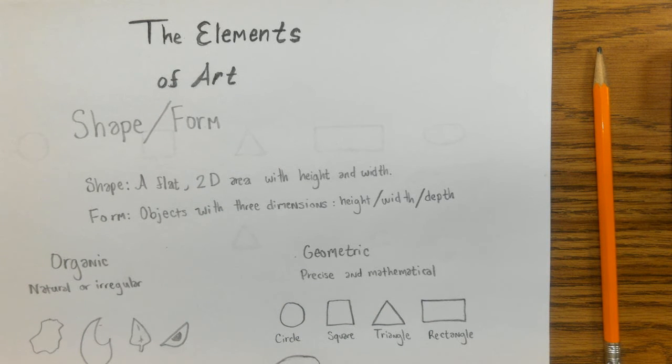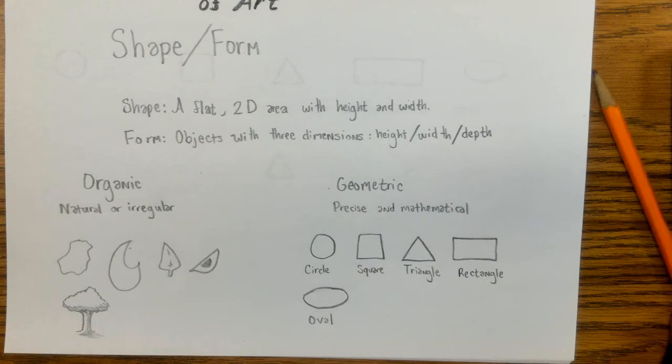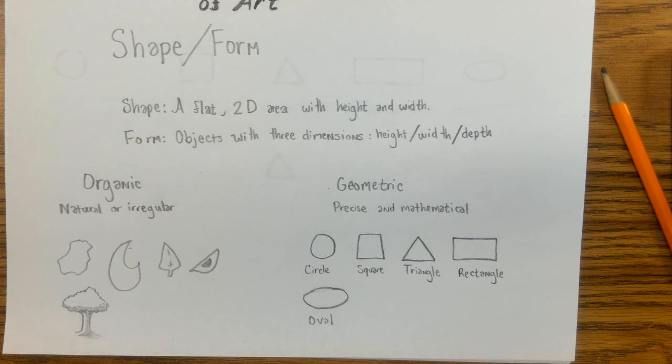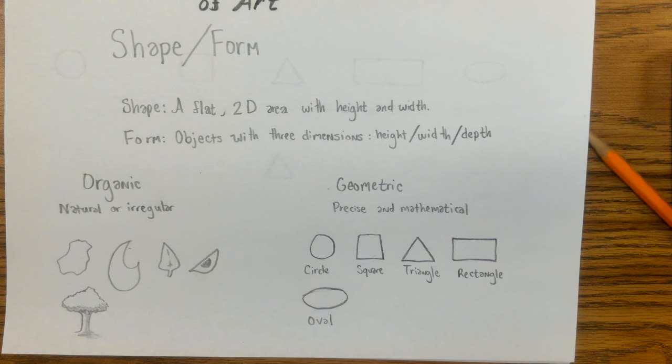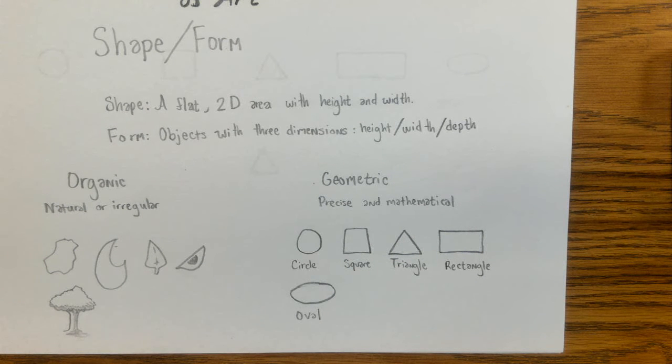Now both shapes and forms are separated into 2 categories. Organic, which are natural or irregular, and geometric, which is precise and mathematical. Essentially anything that you can make with a tool, a straight edge, a ruler, I guess you can say a compass as well, since one of our basic shapes is a circle. So in organic we'll have things like leaf, slash mark, tree. While with geometric, that's where we have circle, square, triangle, rectangle, and oval.